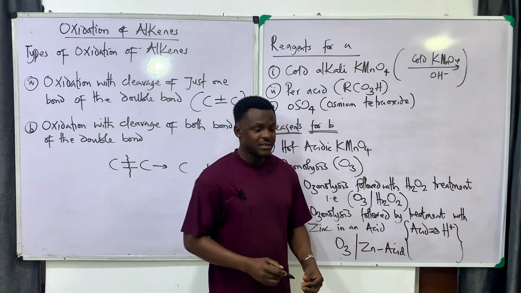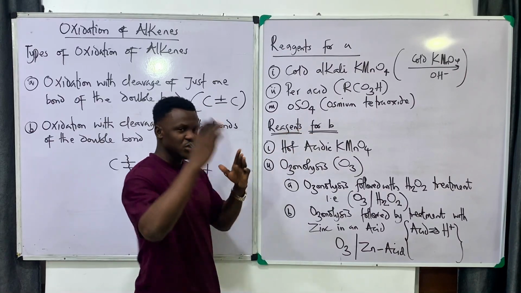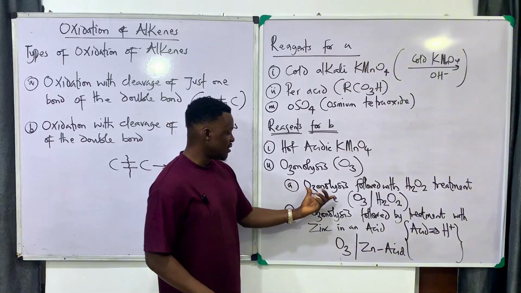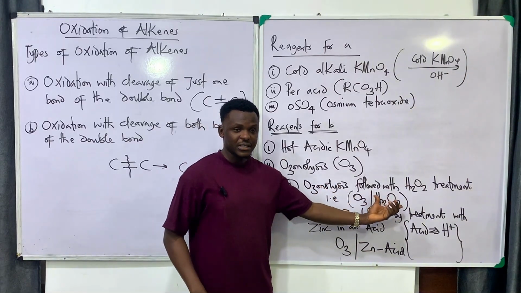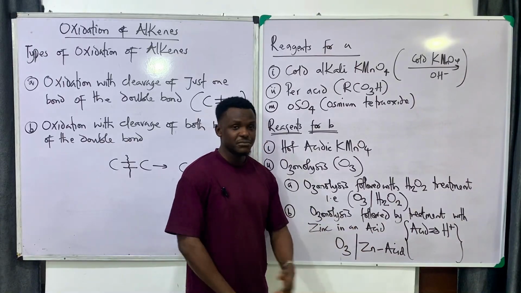Note that the acid can be represented using H plus, or they can equally use a known acid. So basically we have three reagents that can split the double bond into two. The first one is hot acidic KMnO4. The second is ozonolysis followed by treatment with peroxide. The third is ozonolysis followed by treatment with zinc in an acid medium.